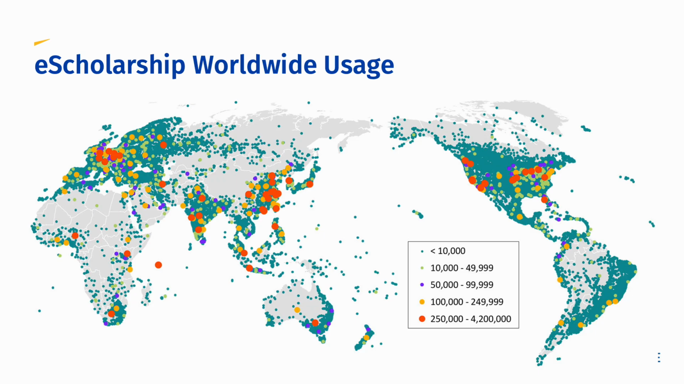eScholarship's reach is global. This map shows that. You can see increasing usage in China, India, and curiously, Madagascar, which we later discovered is because a lot of wildfire research is being conducted there.